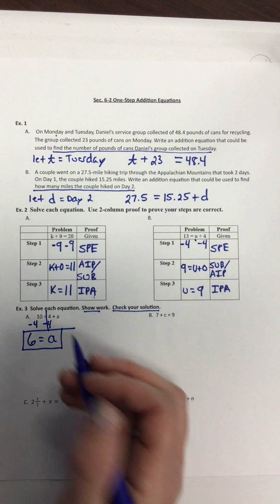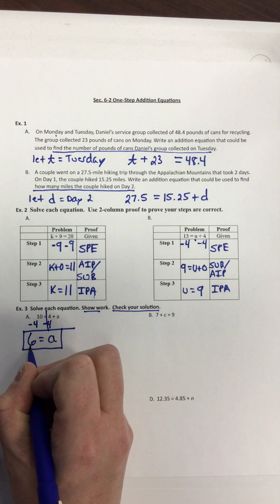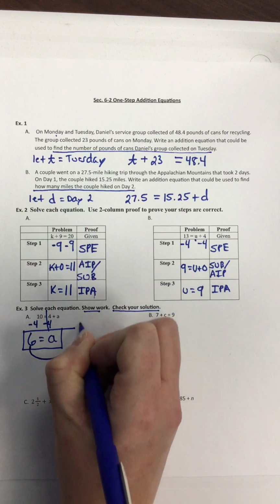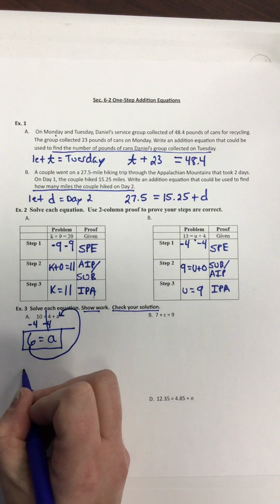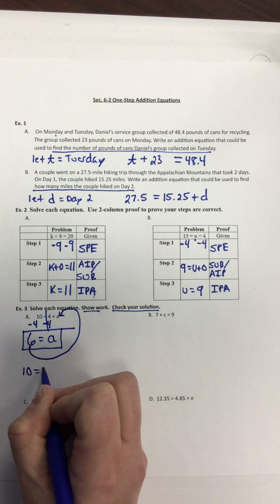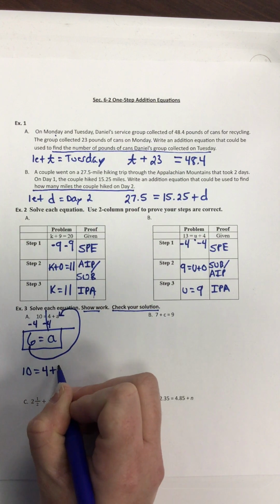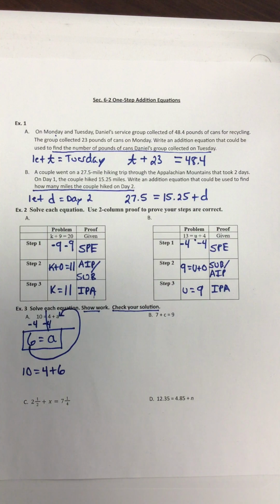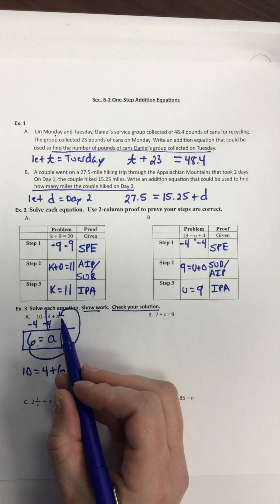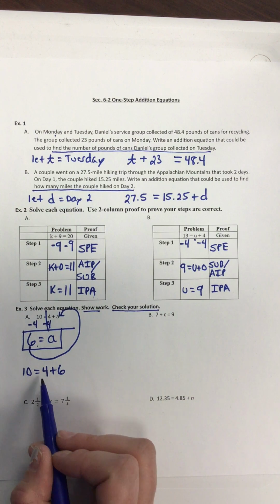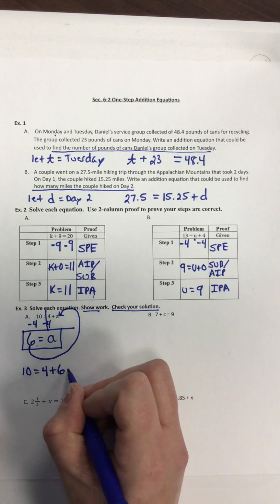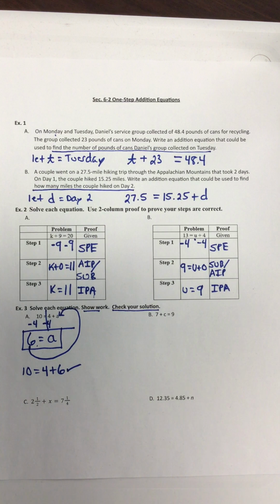Now for the checking. The checking is to take what you say A is, put it back into the original problem for A. So according to this original problem, 10 needs to equal 4 plus 6, if my answer is right. I said A is 6. So if I put 6 in for A, it better equal what it says. Does 4 plus 6 equal 10? Yes. So that's my check. I know my answer is right.